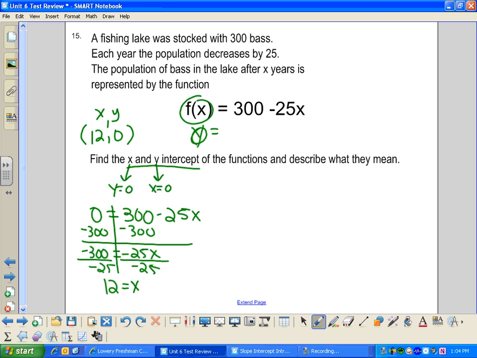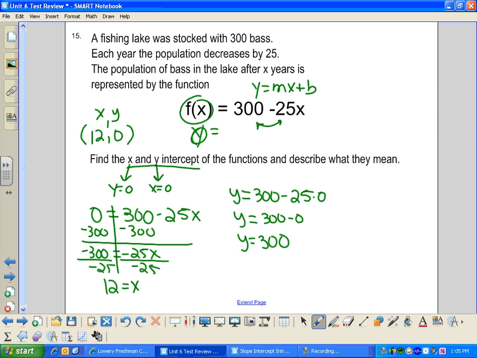To figure out my y-intercept, that's where x is equal to 0. So y equals 300 minus 25 times 0, which equals 300 minus 0. Okay, so y is 300. Now, if I was smart, which I am and you are, I could have told you that just by looking at the equation. Since it's y equals mx plus b, in this case these are just kind of reversed. I can tell just by looking at this equation that my slope is negative 25 and my y-intercept is 300. But that's why I proved it.